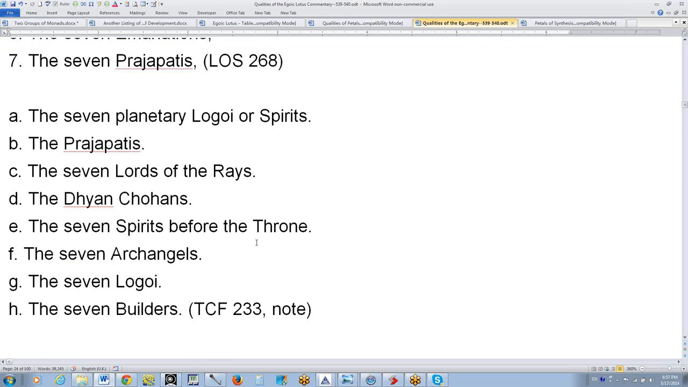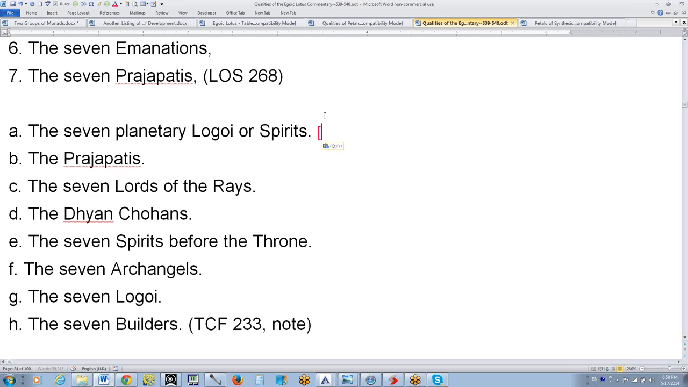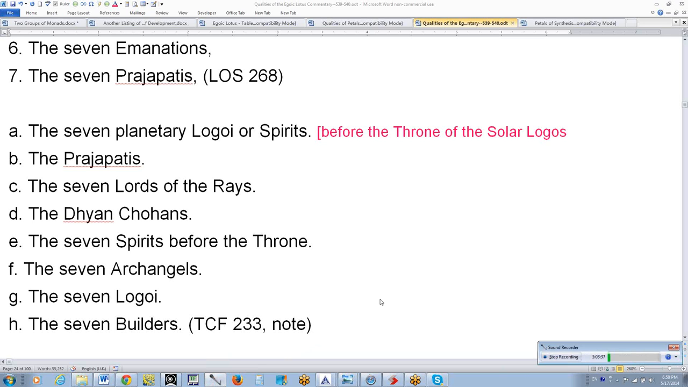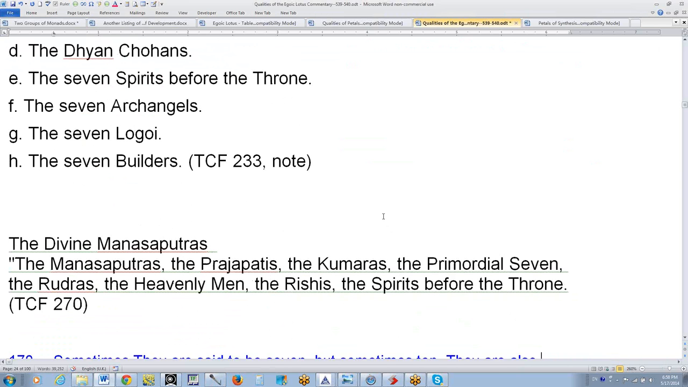Other names from Cosmic Fire: the 7 planetary logoi or spirits before the throne, right? Spirits before the throne of the solar logos. Oh, it looks like we have that already. Prajapatis, 7 Ray Lords, Dayan Chohans, 7 spirits before the throne, 7 archangels. So there it's a definite statement, and 7 logoi, the 7 builders. All right, we're looking at the relation of man, the microcosm, with his planetary macrocosm.